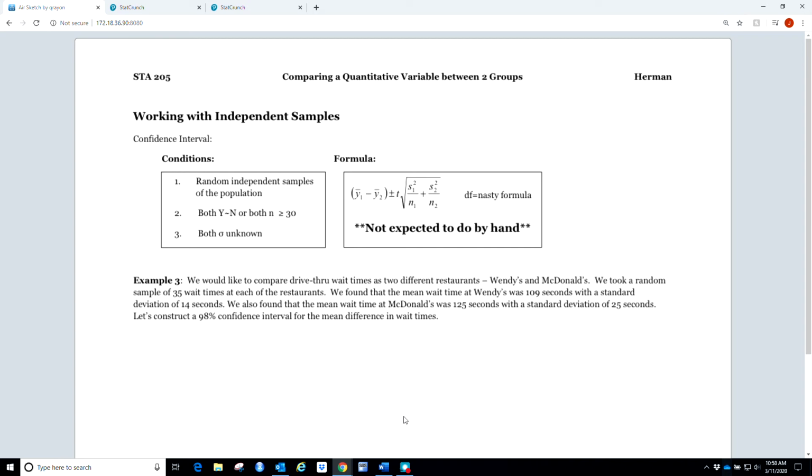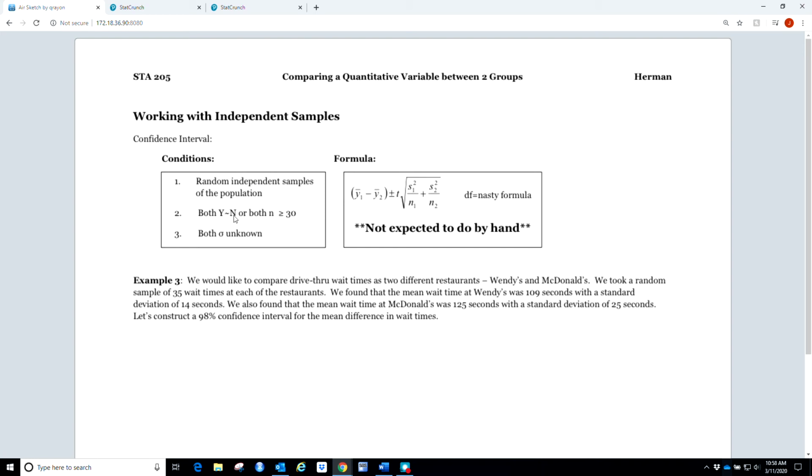So how are things going to change when we work with independent samples? Well, we're going to first start by looking at the confidence interval for independent samples. So we're going to have 3 conditions, just as we've seen before. The main difference you see in the first condition here is that instead of random dependent samples, we have random independent samples. So we're still going to make sure that they are independent and still have the idea of random sampling showing up.